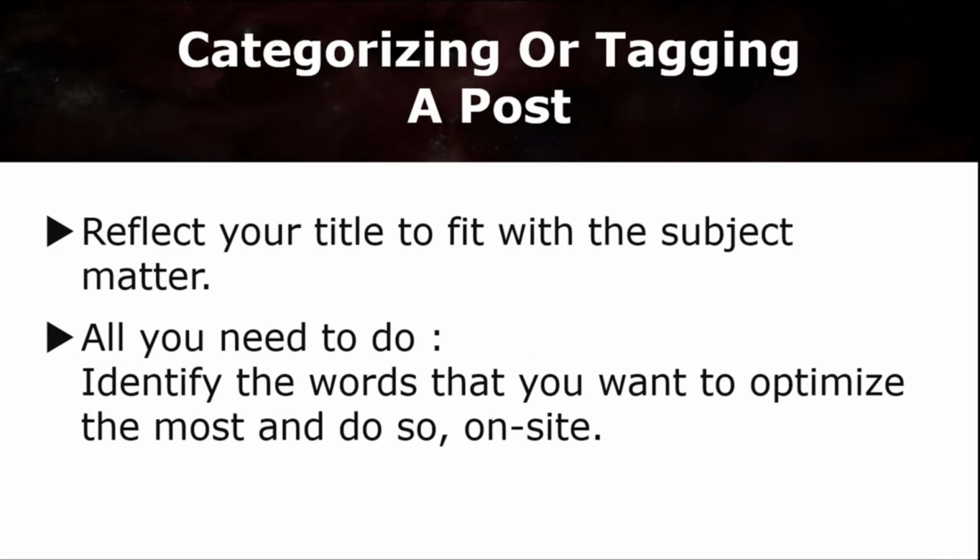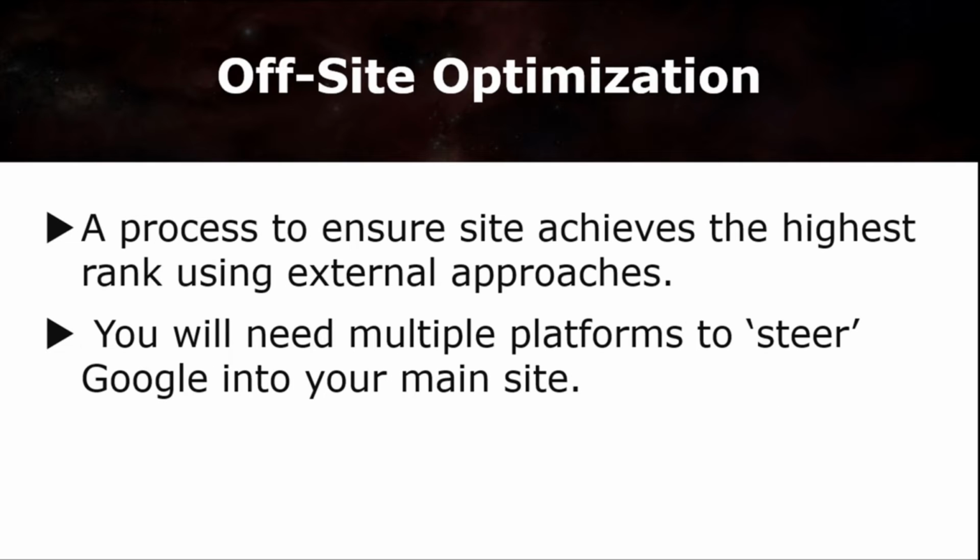Similar keywords are maintained in both titles: publish, book. Next is categorizing or tagging your post. When it comes to categorizing or tagging your post, you'll need to reflect your title to fit with that subject matter. This would ease the process of locating your site by Google. This is one of the basic formulas you could easily solve within your site. All you need to do is to identify the words you want to optimize the most and do so on site.